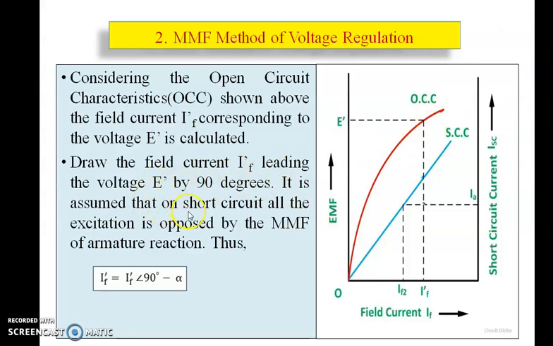It is assumed that on short circuit all the excitation is opposed by the MMF of armature reactions. Let me simply assume I dash F, it is one of the points on the field current. I'm drawing one line which is directly crossing the OCC, and I'm marking it as E dash.